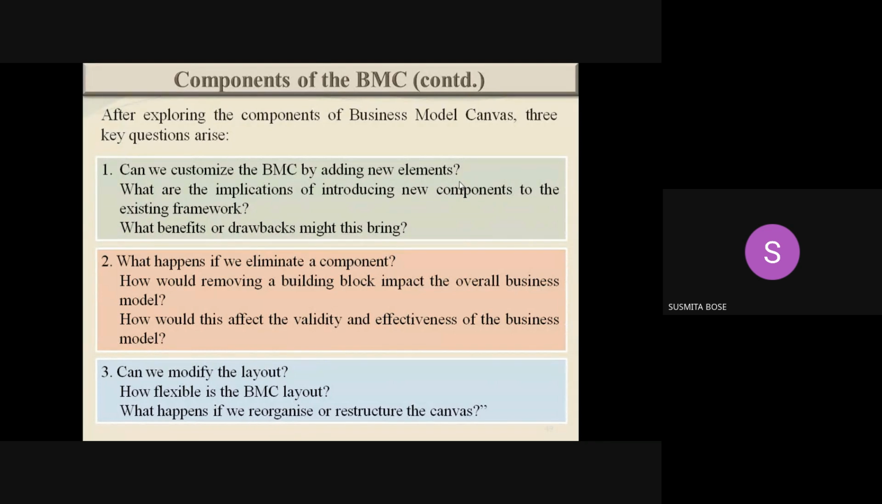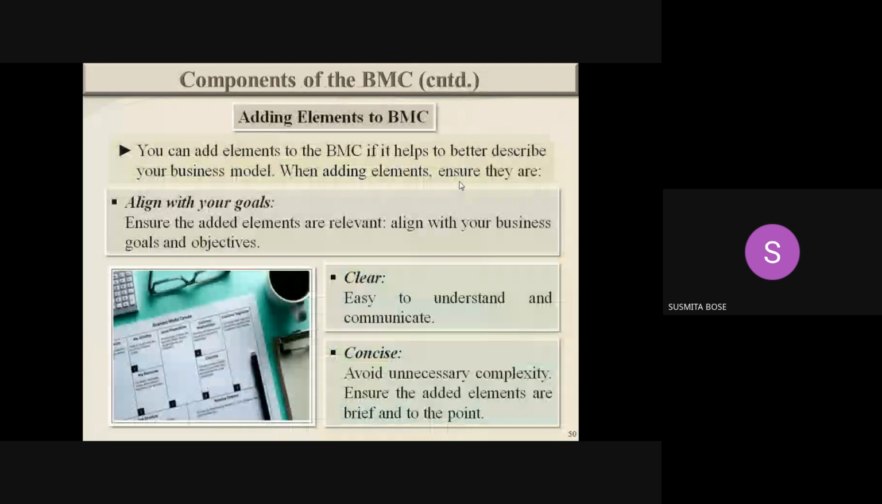And the third question might come to your mind: can we modify the layout? We have seen the standard layout. Can we change it a little bit? How flexible is the BMC layout? What happens if we reorganize or restructure the canvas? So here are the answers to those questions.